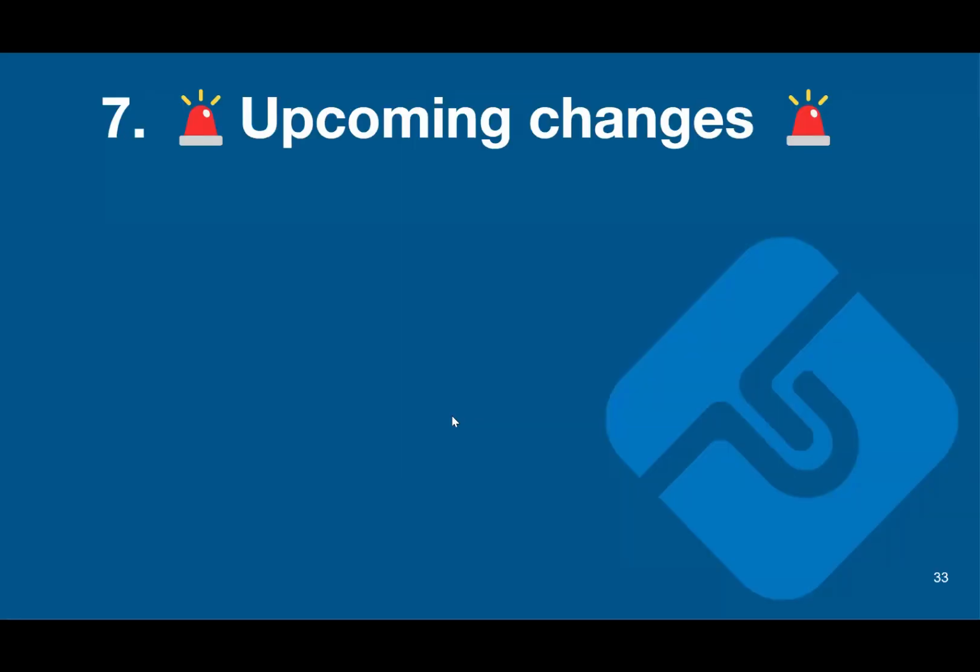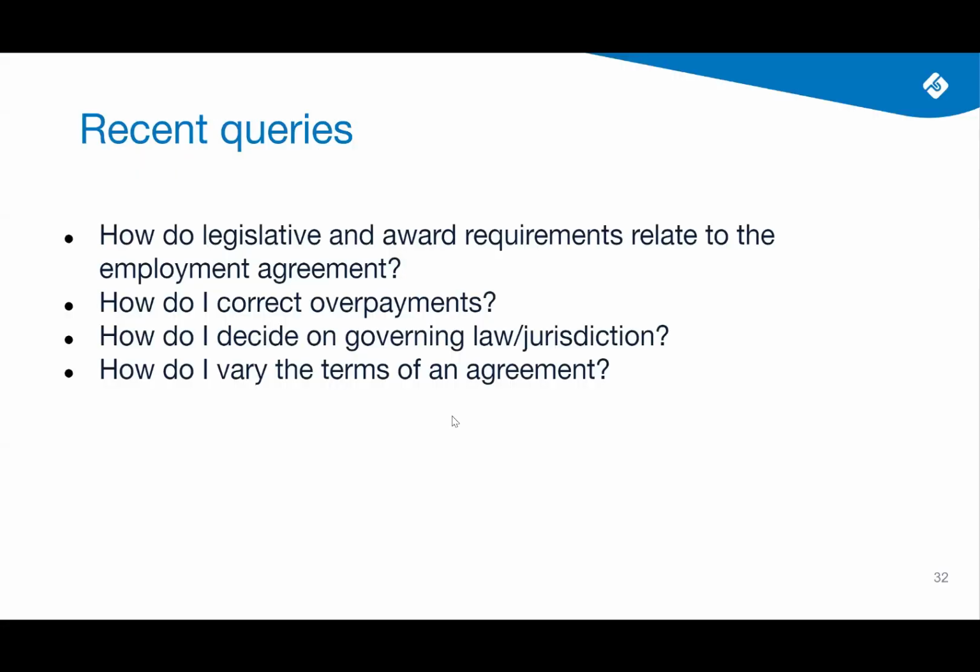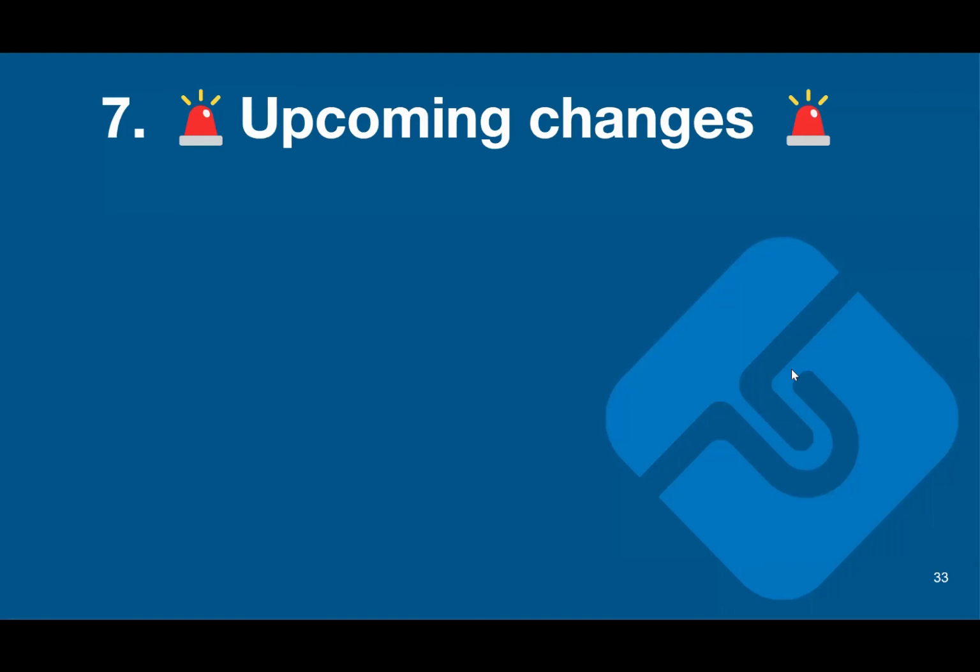How do I vary the terms of an agreement? Generally, best practice is to create a deed of variation. A deed as opposed to an agreement ensures that the variation is effective. So you outline the changes that you want to make to the agreement, and then both parties should sign as a deed to make the change effective.